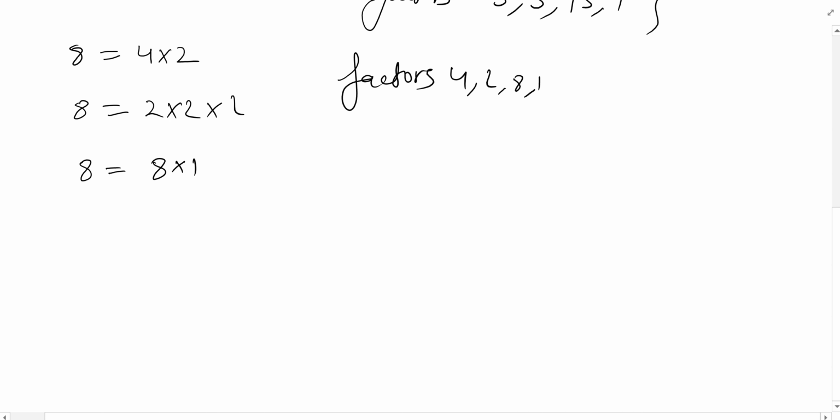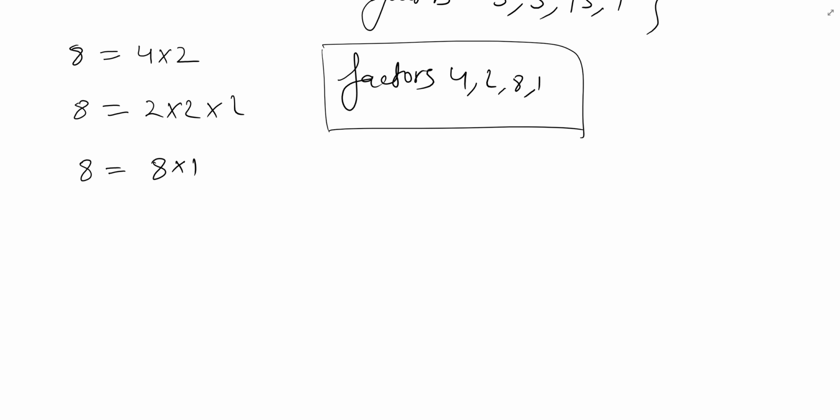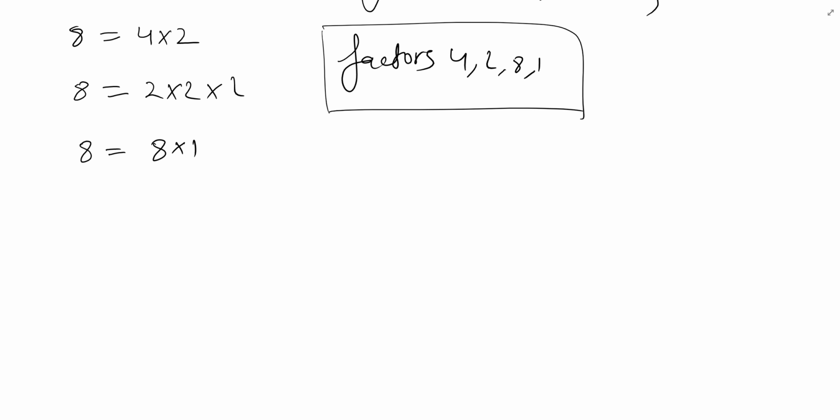So the answer is that, and now we go to the next question. The factors of 8 are 4, 2, 8, 1, and 8 and 1 are trivial factors of 8. So yeah, those are 3 factorizations. So we have 3 different factorizations of 8.